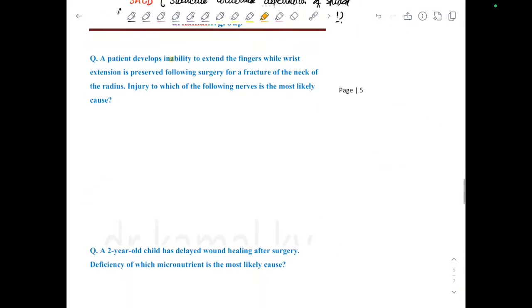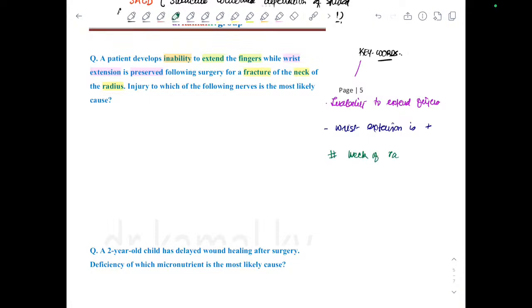Now a patient is unable to extend the fingers while the wrist extension is preserved, and there is fracture of the neck of radius. Now which nerve is injured here? Now that's a very beautiful question. Now what actually is given here? Let us write. Inability to extend fingers. Clear? But wrist extension is present, right? And there is a fracture neck of radius.